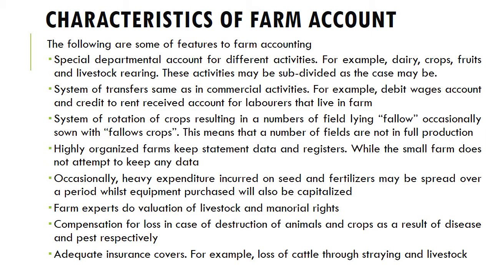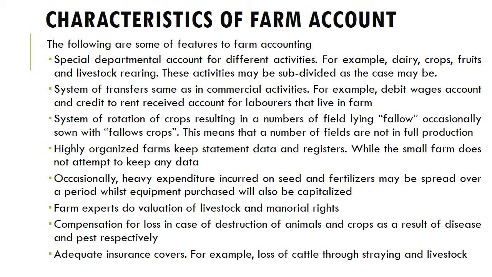So for instance, we have different aspects of the farm, like the dairy, crops, fruit and livestock rearing, and the rest of them. Based on this, for you to be able to report adequately, you have to segregate these departments by preparing an account for each of them. Then later on, you can do the aggregation of the figures. If you have different departments, you prepare accounts for each of those, then you can aggregate the result at the end of the day.